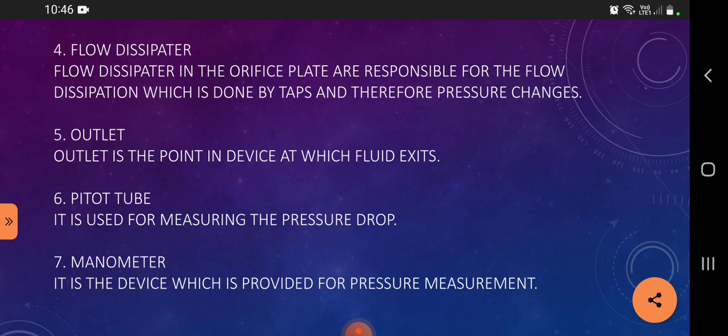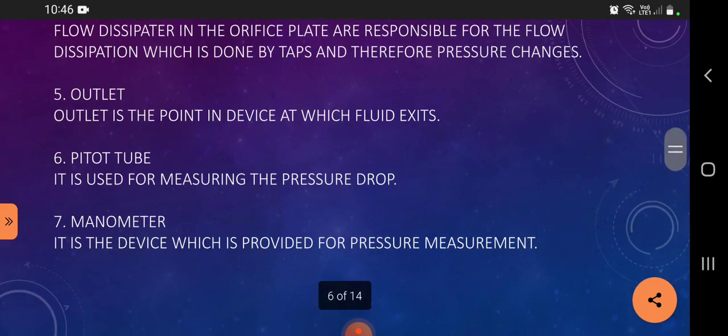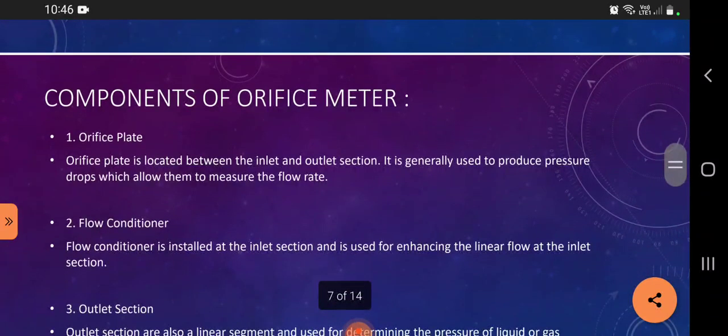Pitot tube: it is used for measuring the pressure drop. Manometer: it is a device which is provided for the pressure measurement.